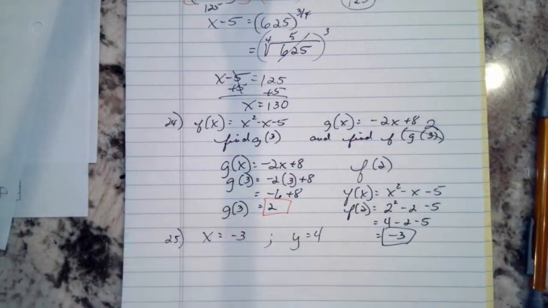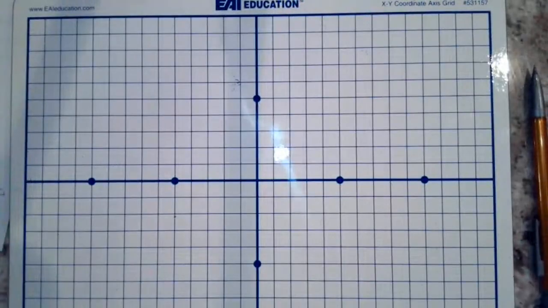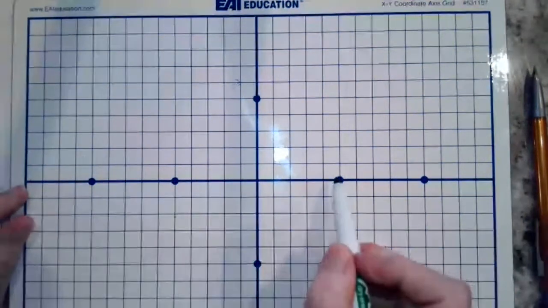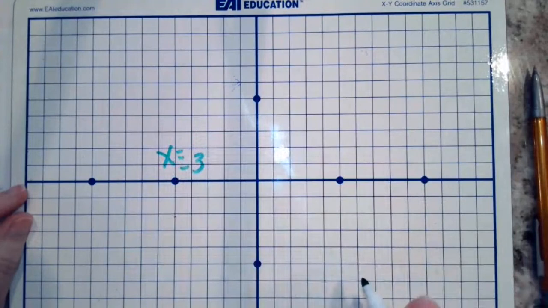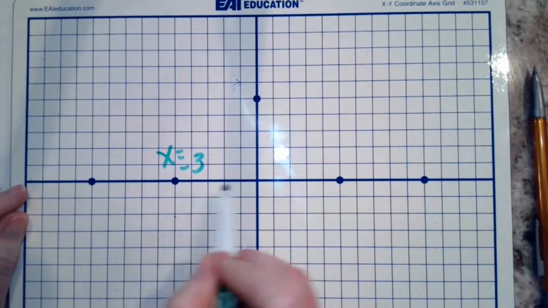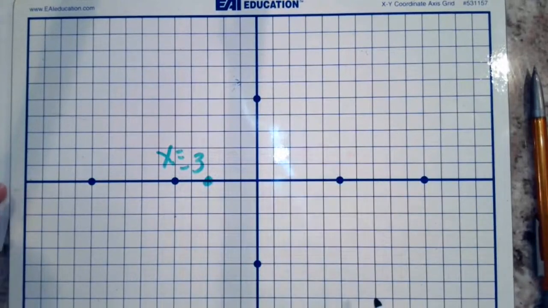So we're going to graph x equals negative 3. There's the graph. Here's the x-axis. We're graphing x equals negative 3. So let me go find on the x-axis where negative 3 is. Negative 1, negative 2, negative 3, right there. And then my line is going to go through all the places where x is negative 3.